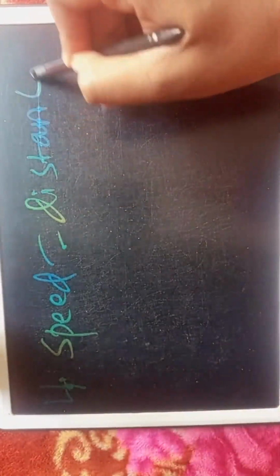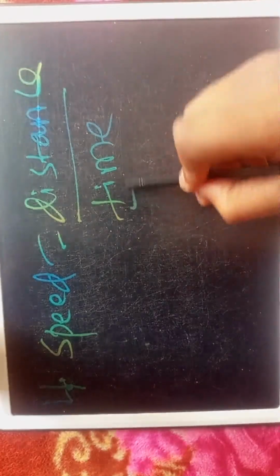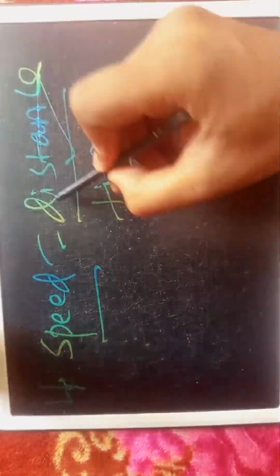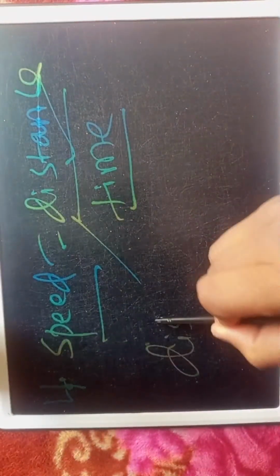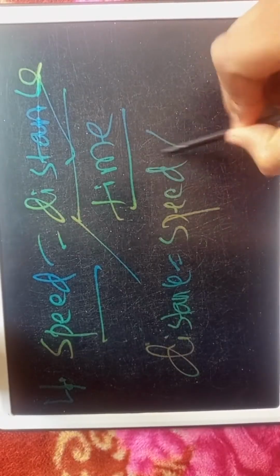Another is a 4 number question. What do you mean by speed? You have to know that speed means distance by time taken. If the question mentions time and speed, then you have to find the distance. Distance means speed into time.